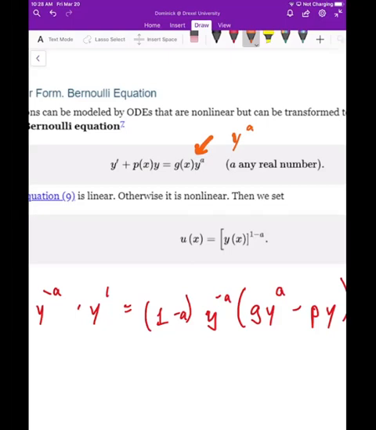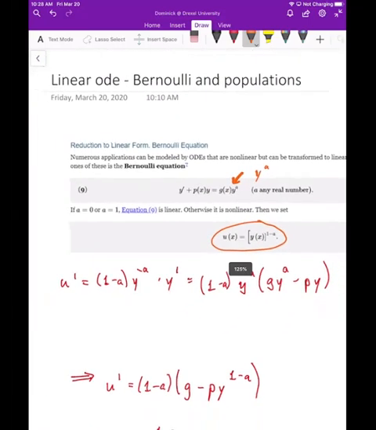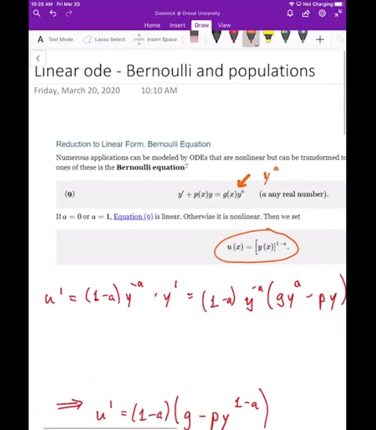So the key to this is we're going to let u, by change of variables, be whatever our function y is to the 1 minus a power, right? So we're going to go through the derivation for it. We'll talk about what the general solution looks like, and then we'll do an example of that, okay? So first thing that we want to do is we differentiate u.